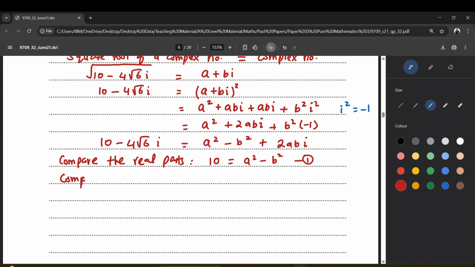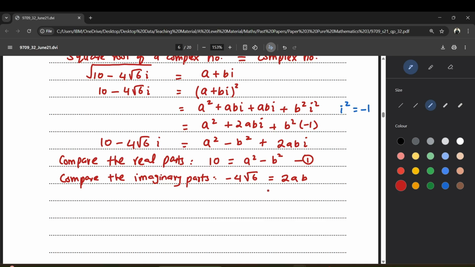Then compare the imaginary parts. So that will be minus 4 root 6. Now remember, we are comparing the imaginary part, so we are not going to write i. Just like how we say compare the coefficient of x squared in the binomial expansion, we only write the value of the coefficient. We do not write the x squared itself when we are comparing them. So similarly, we are not going to write i over here. So I'm just going to write minus 4 root 6 is equal to 2ab.